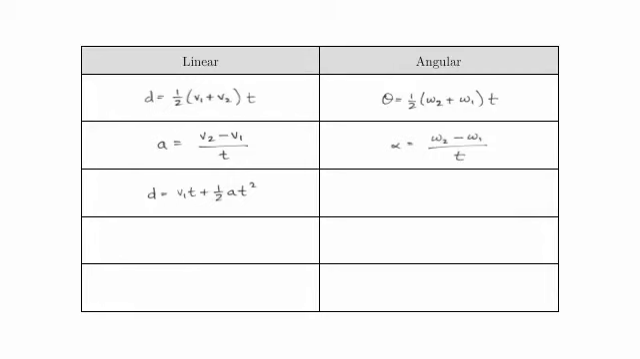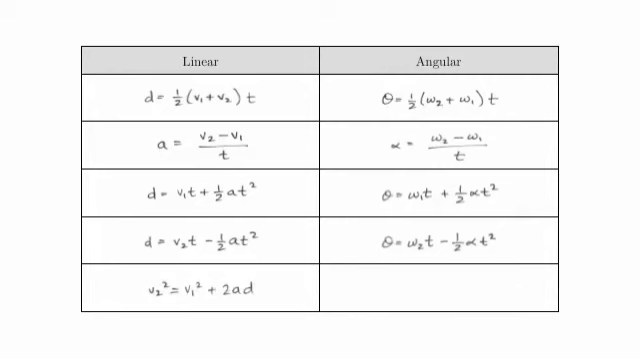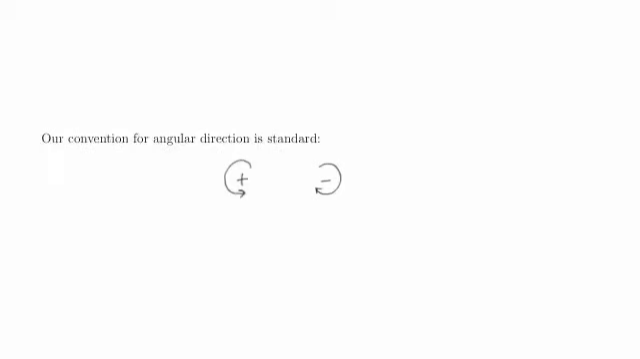D equals v1t plus 1/2 at squared. And of course you can now predict theta is equal to omega 1t plus 1/2 alpha t squared. Got this equation as well. And finally, the last equation, v2 squared equals v1 squared plus 2ad. Same thing. Omega 2 squared equals omega 1 squared plus 2 alpha times theta. And so those are now angular equations of motion. Very easy to prove. We're not going to do it here, but you can do it.